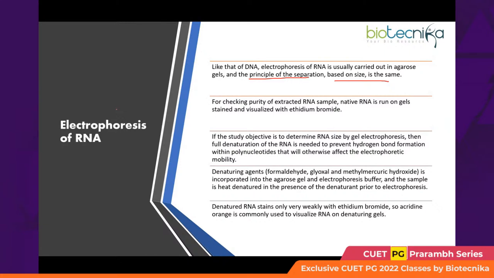This denaturing gel is made by adding formaldehyde, glyoxal, or methyl mercuric hydroxide, which are all denaturing agents. These denaturing agents will clear any secondary structure formed by the RNA, so that the RNA can be separated solely on the basis of its size in the agarose gel electrophoresis. Also, denatured RNA stains very weakly with ethidium bromide. So another staining agent, acridine orange, is commonly used for visualizing the RNA.